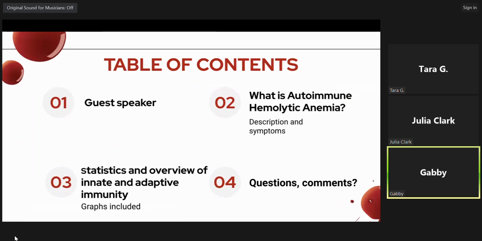So, table of contents, we're going to have a couple things happening. We're going to first have a guest speaker, and then I'm going to go into what is autoimmune hemolytic anemia, such as descriptions and symptoms. And then we'll have statistics and an overview of the innate and adaptive immunity with graphs included, and a section for questions and comments.